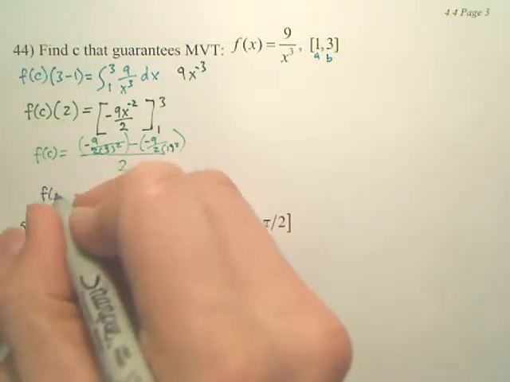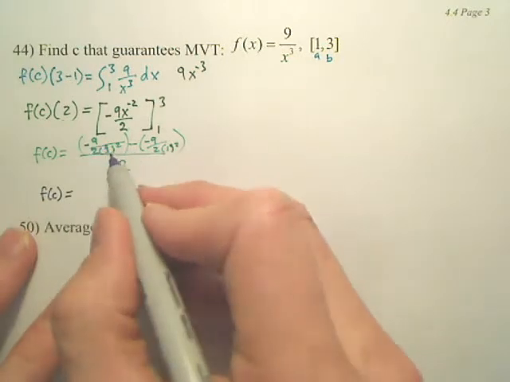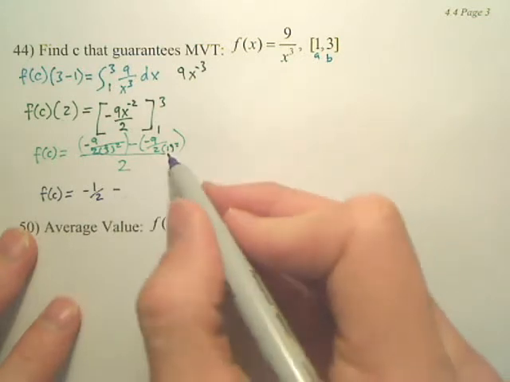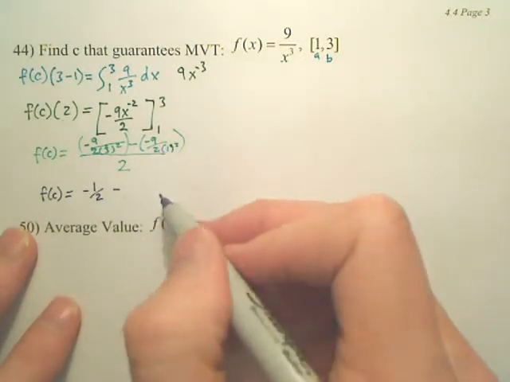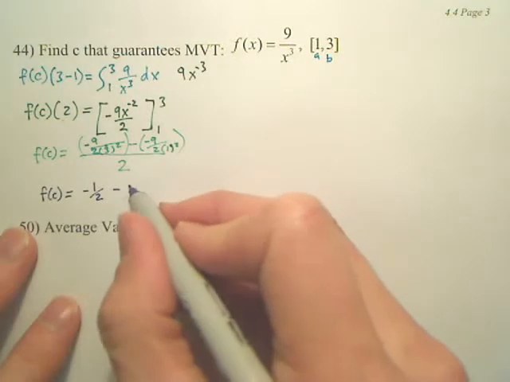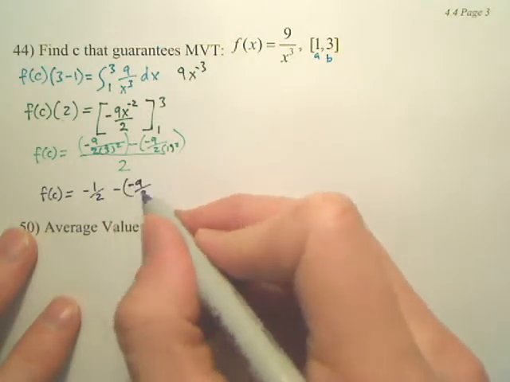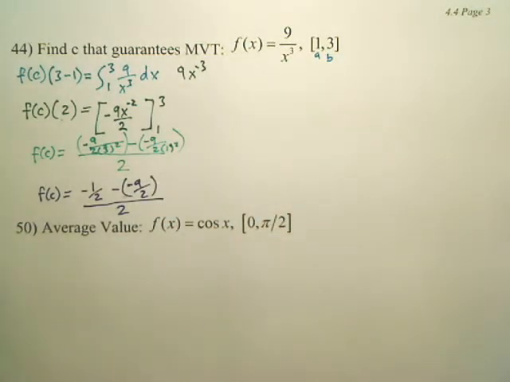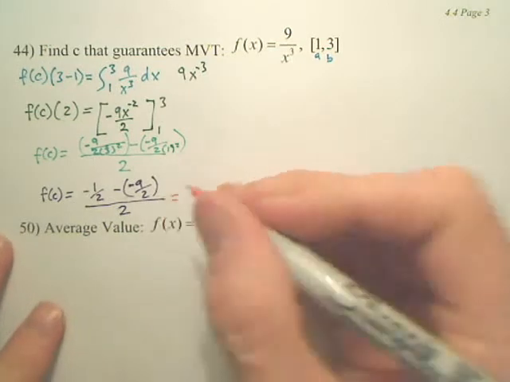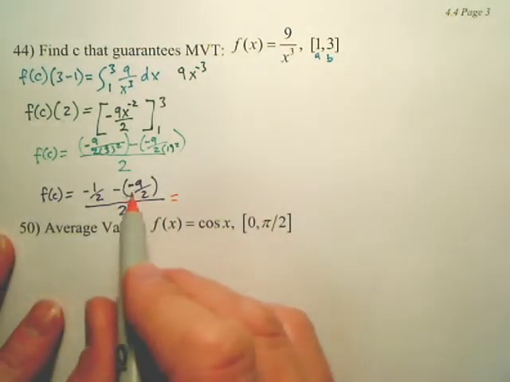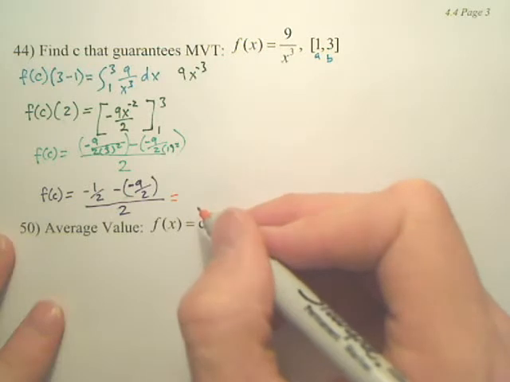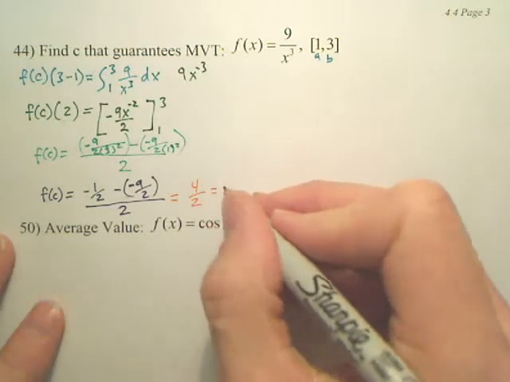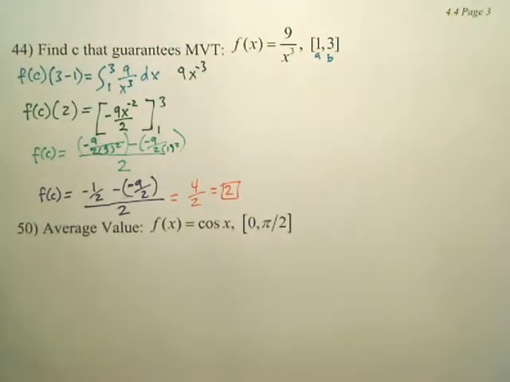So it looks like we got f of c is equal to, doesn't it look like negative 1/2? Minus, won't that become a negative 9/2? All over 2? Which that looks like we got, what is that? Becomes a positive 9. So 9 plus 1/2 would be 8/2. 8/2 is 4. 4 divided by 2 is 2. Now is that my answer?